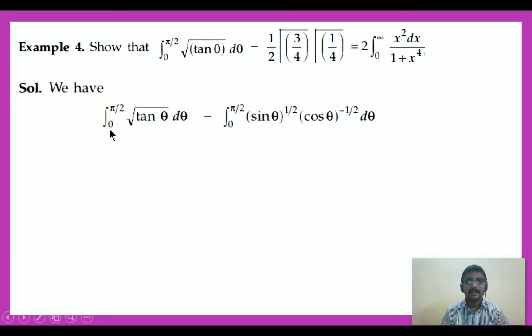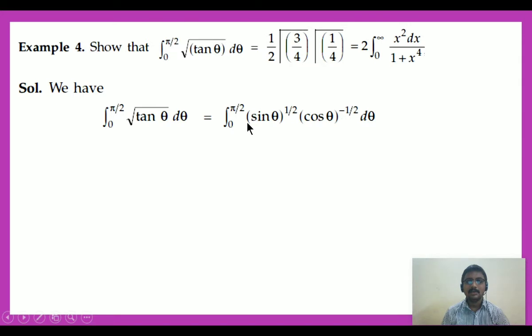We have integral 0 to pi by 2 root of tan theta d theta. But root of tan theta can be written as root of sine theta by root of cos theta. Root of sine theta means sine power 1 by 2 theta, and root of cos theta means cos power 1 by 2 theta. If it comes to the numerator, it will be cos power minus 1 by 2 theta.